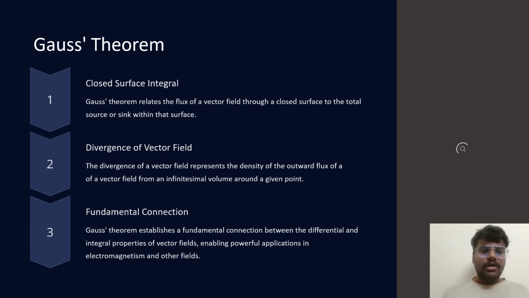Gauss theorem, closed surface integral. Gauss theorem relates the flux of a vector field through a closed surface to the total source or sink within that surface. Divergence of a vector field. The divergence of a vector field represents the density of the outward flux of a vector field from an infinitesimal volume around a given point.